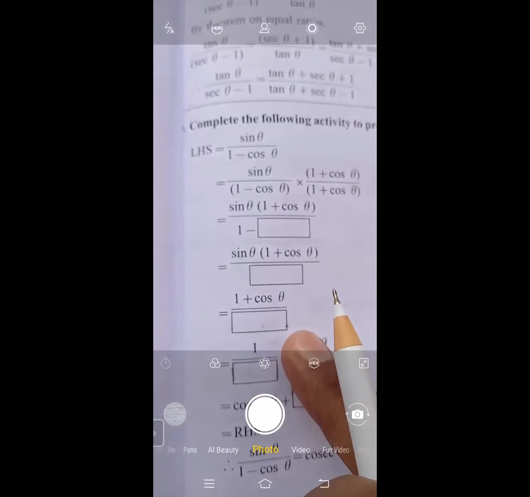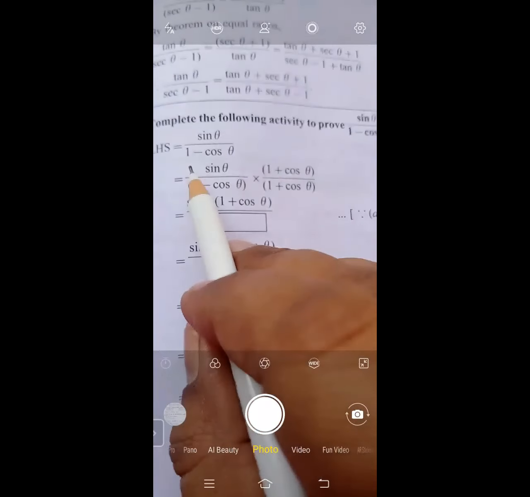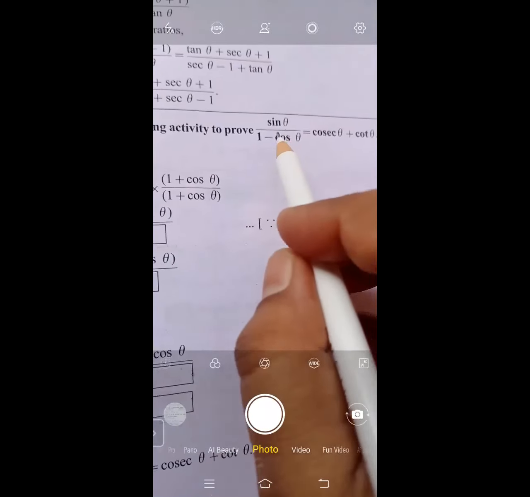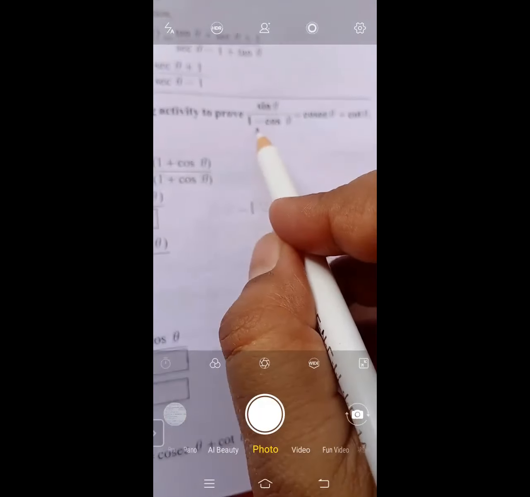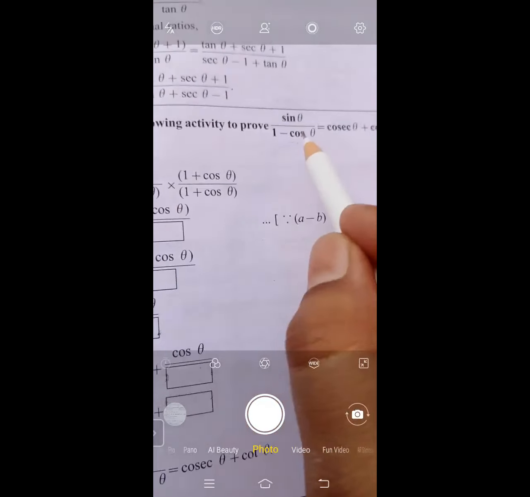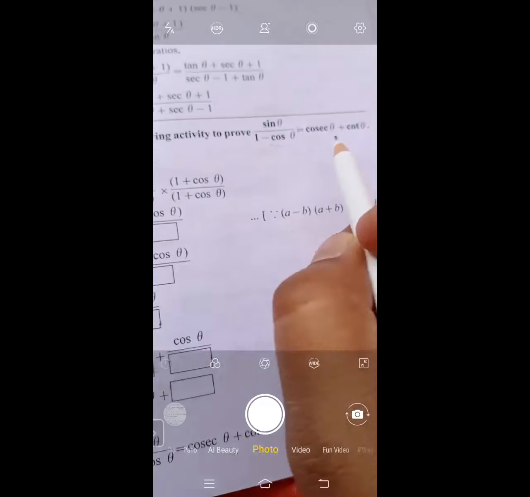Now this is also an activity which we have to complete. LHS equals sin theta upon 1 minus cos theta equals cosec theta plus cot theta. Okay, so what we have to take? We have to take this side, which is our LHS, and we have to convert it into cosec and cot.